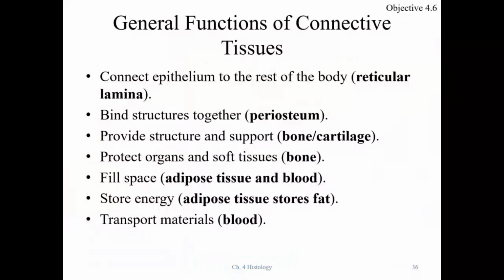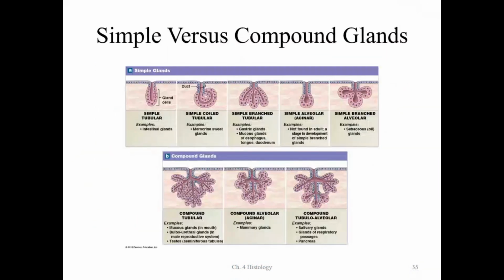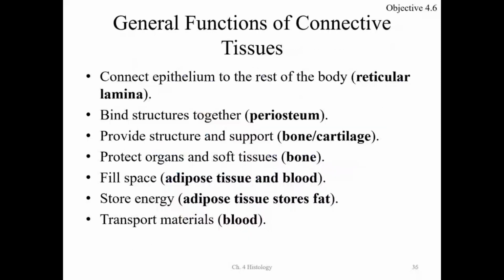So this section, what we want to do is, let's look at what it does. Last class we finished off the glands. Now let's talk about connective tissues. One of the things connective tissues do is they connect. What do they connect? They connect epithelium to the rest of the body. So things like your reticular lamina, for example, that's connective in nature. Okay, it binds structures together. For example, the periosteum of bone.